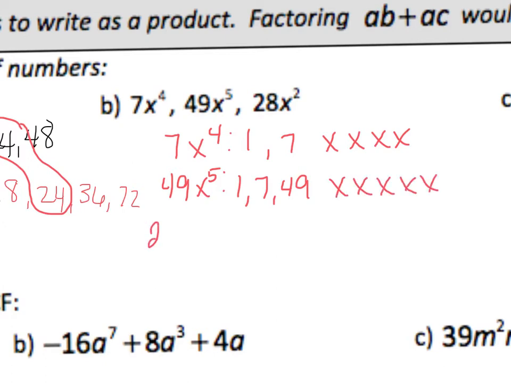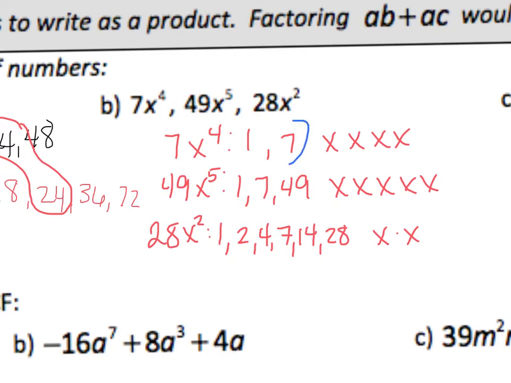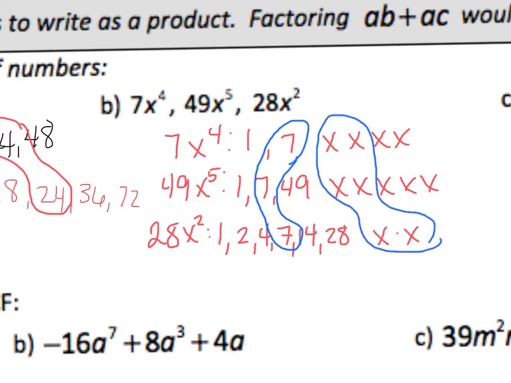And for 28x squared, it would be 1, 2, 4, 7, 14, and 28, and then x times x. So looking at the numbers, the largest number that they all have in common is 7, and the largest amount of x's that they have is 2. So the greatest common factor for B would be 7x squared.